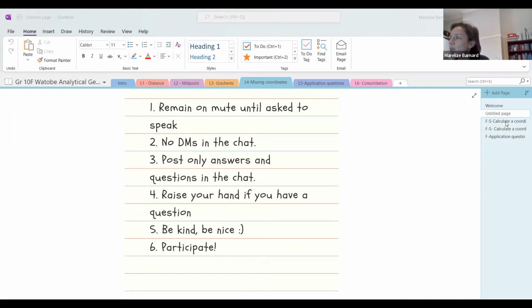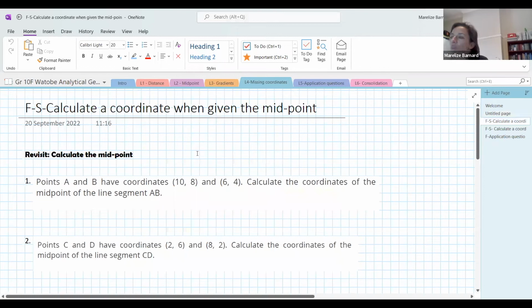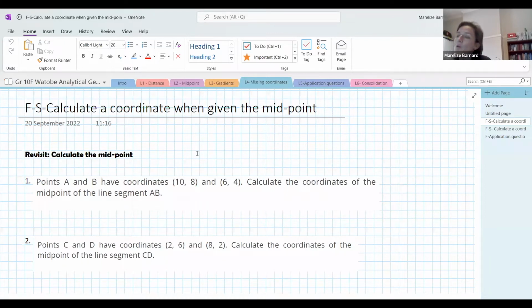Learning is look at questions where we're not just asked to calculate the distance or the midpoint or one of the things we've learned so far, like the gradient as well. We are going to look at when we are given those points and we may be missing a coordinate, or we have to make an equation to solve something. It's going to be a little bit different.